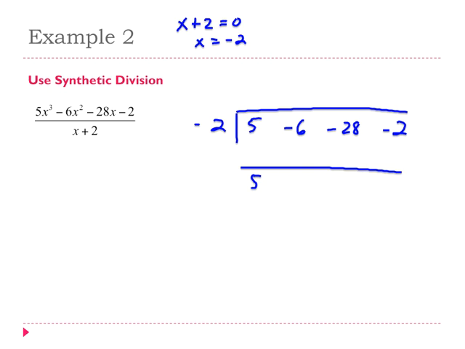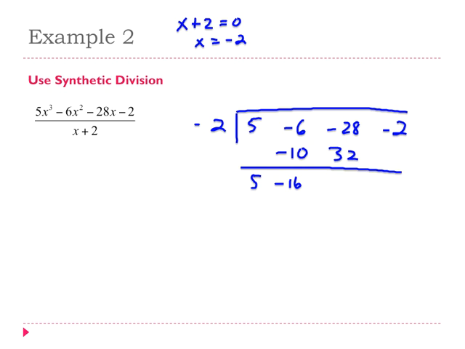Negative 2 times 5 is negative 10. Now with synthetic division, we don't have to worry about subtracting negatives and all that confusion with distributing the negative sign. You just add, and negative 6 minus 10 is negative 16, okay? Now we multiply again. Negative 2 times negative 16 is positive 32.